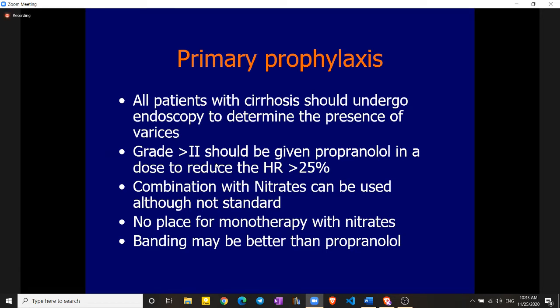So banding is probably better than propranolol in large varices, especially if there are red spots. Right? But otherwise, you will go for propranolol or carvedilol. Next one.